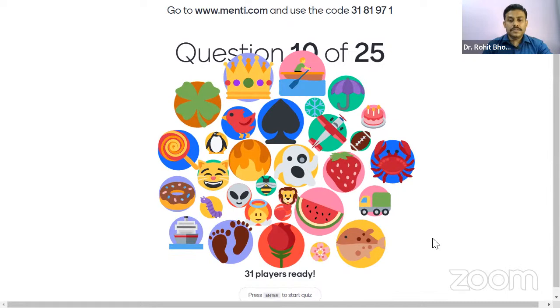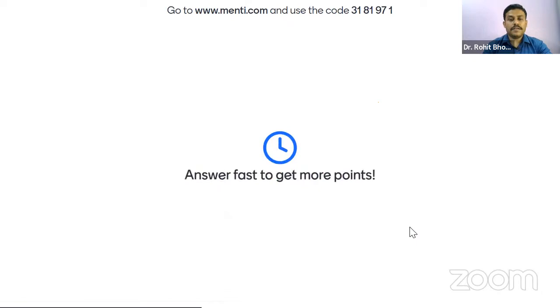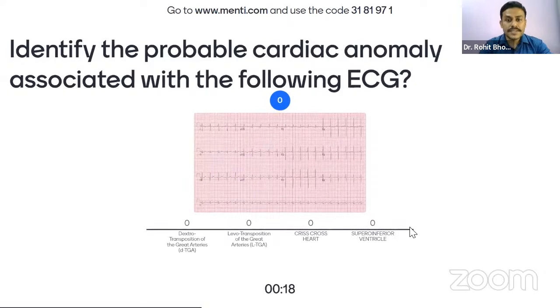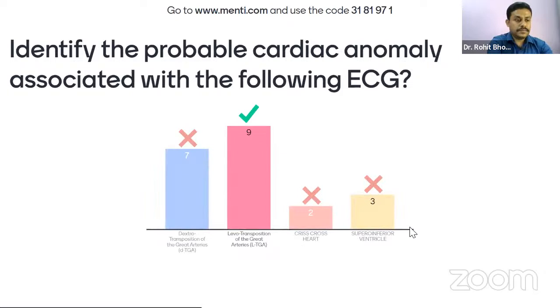Question number 10. Identify the probable cardiac anomaly associated with the following ECG. 20 seconds time. Look at the ECG carefully. Don't be in a hurry. Options are DTGA, LTGA, Fallot's heart, superoinferior ventricle. Even you can magnify in your computer or in your mobile. Many people gave correct answer. Answer is LTGA.